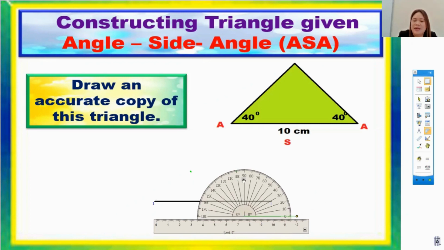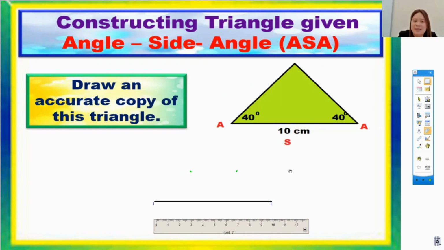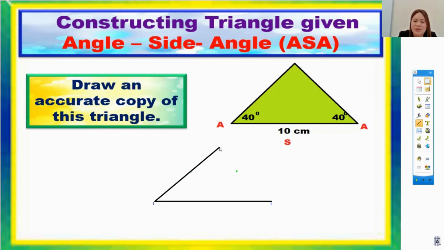All right, so I have already drawn the two angles and the side given. All I need to do is to use a straight edge or a ruler to connect this. So here I need to draw this one, and you can extend it, no problem. It should pass through the mark point for 40 degrees.